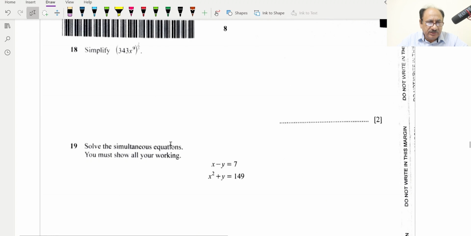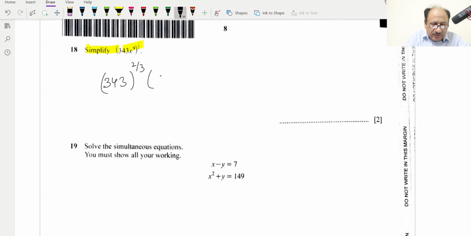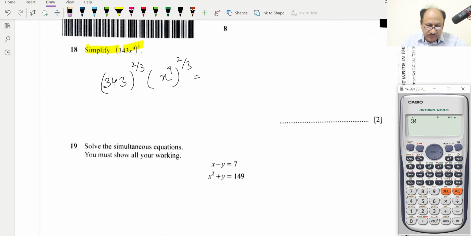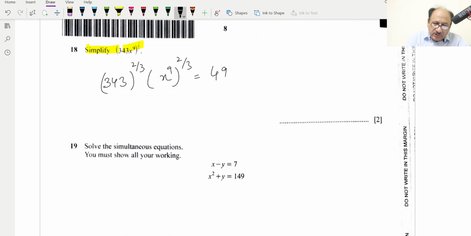Now question number 18, simplify. We have to simplify this given expression, which is an indices question. So for 343, we can separate the power 2 by 3 and x raised to 9, whole raised to 2 by 3. This portion we can solve with the calculator, and 343 raised to the power fraction 2 over 3 is equal to 49. So we can write 49, and for this power, 3 ones are 3, 3 twos are 9, so 3 threes are 9 will be cancelled, and we will write here x raised to the power 3 into 2 will be 6, so x raised to the power 6. So our answer will be 49x raised to the power 6.